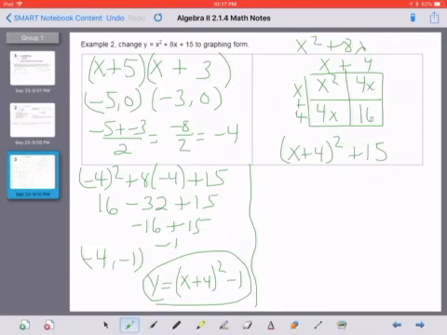So then what I'm going to do is subtract it from both sides, because I was already going to have moved over my 15, so it already was inside here. That's how I did it. So then I would subtract it from here. So I'm going to subtract 16. So I end up with x plus 4 squared minus 1, which is what I ended up with.